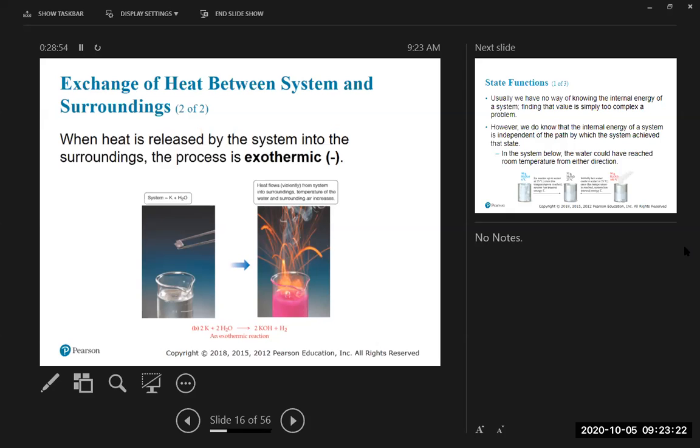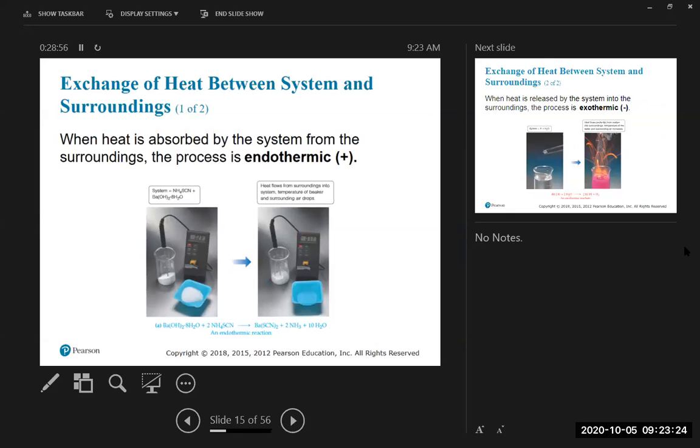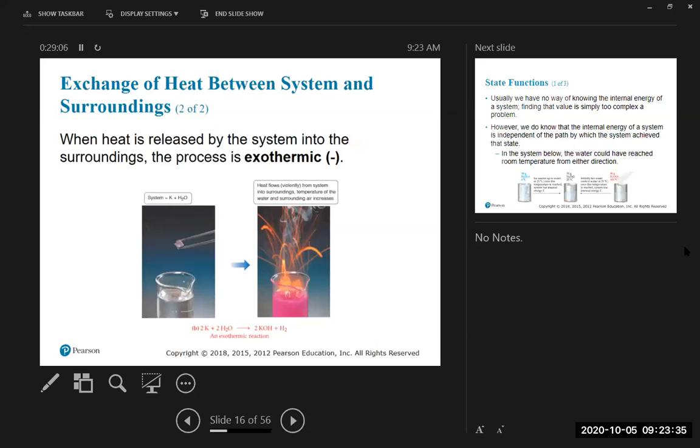So just to say this again, heat absorbed by the system, endo. So into, endo, however you want to remember it. Exo, you think of exoskeleton and stuff like that. Exo to me is going out. And so exothermic means you're releasing energy.